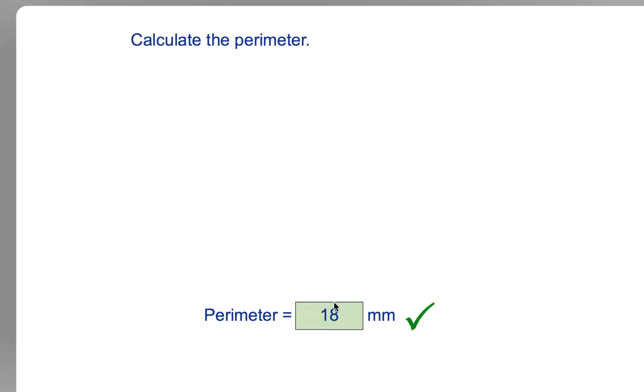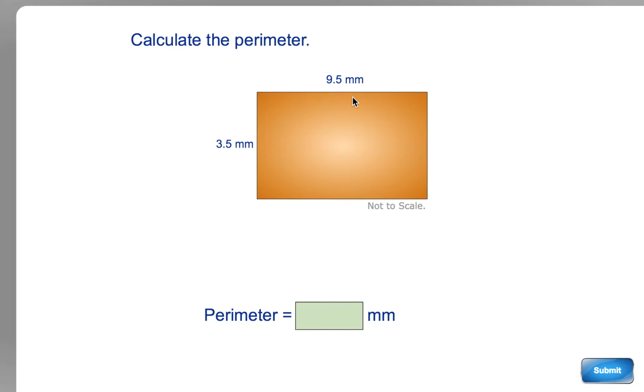Okay, and that's what perimeter is. The two sides that are opposite each other will be the same length, add them together. These two sides will be the same length, add them together, and add both numbers together to get the total perimeter around the outside of the shape.